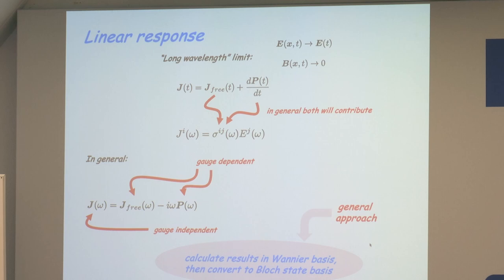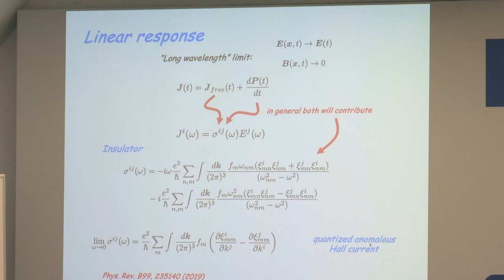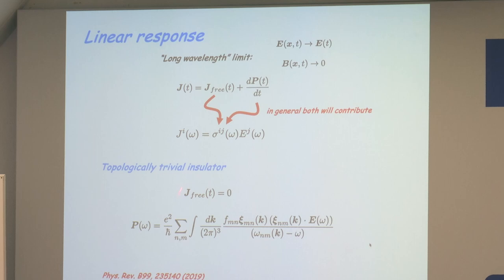For an insulator, this is what we find. If we take the limit as omega goes to zero, we get the quantized anomalous Hall current, which in the way we're doing things is completely associated with the free current. It's the free current that leads to this effect. If we go to a topologically trivial insulator, in linear response there's no free current, and for the polarization we get the standard expression. In fact, there'll be no free current for a topologically trivial insulator in linear response, no matter how complicated the electromagnetic field is, in the way we're doing things.